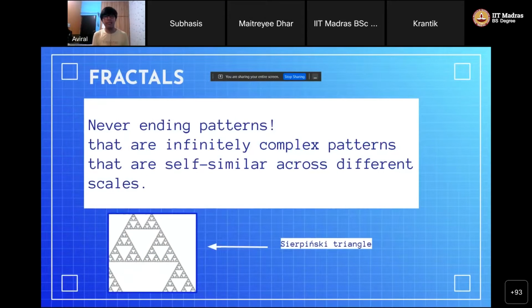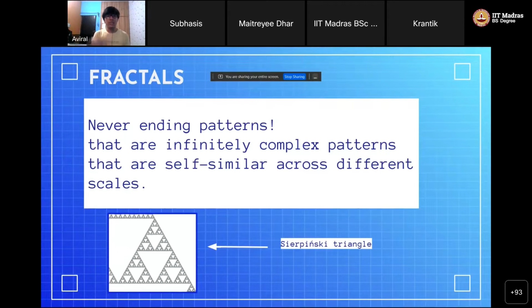Fractals have some things in common. One is that they are never-ending patterns, infinitely complex patterns. Even if you zoom in inside a fractal, you will see similar kinds of shapes. If you zoom at different scales, you will see a self-repeating pattern, or recursive pattern, and that is basically a fractal.